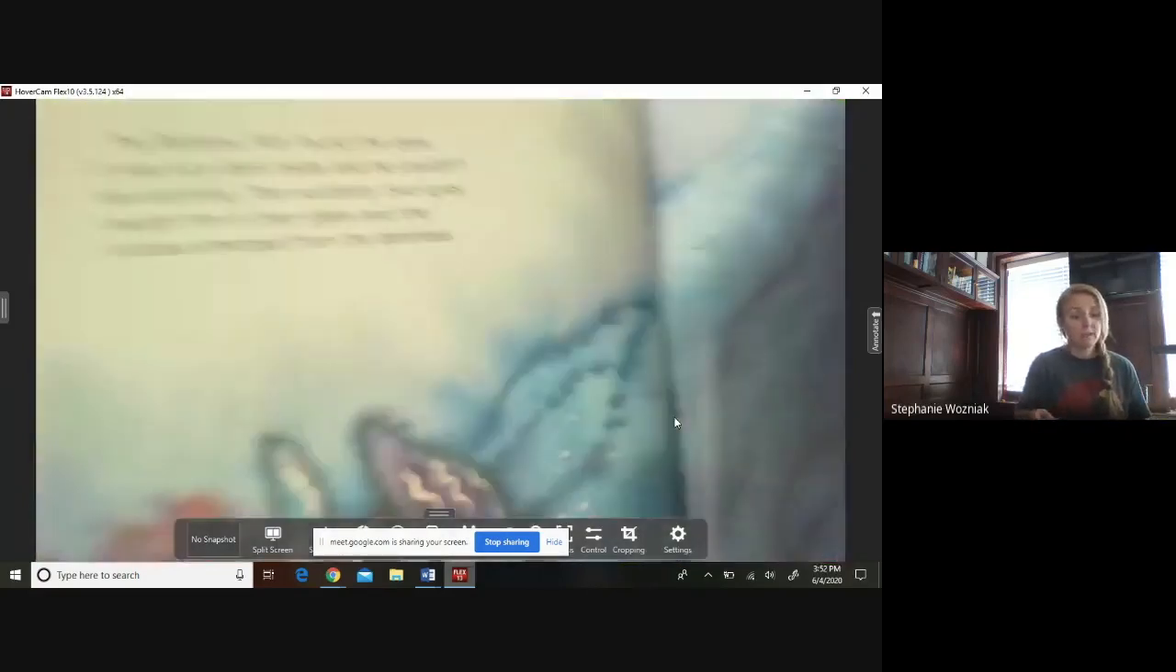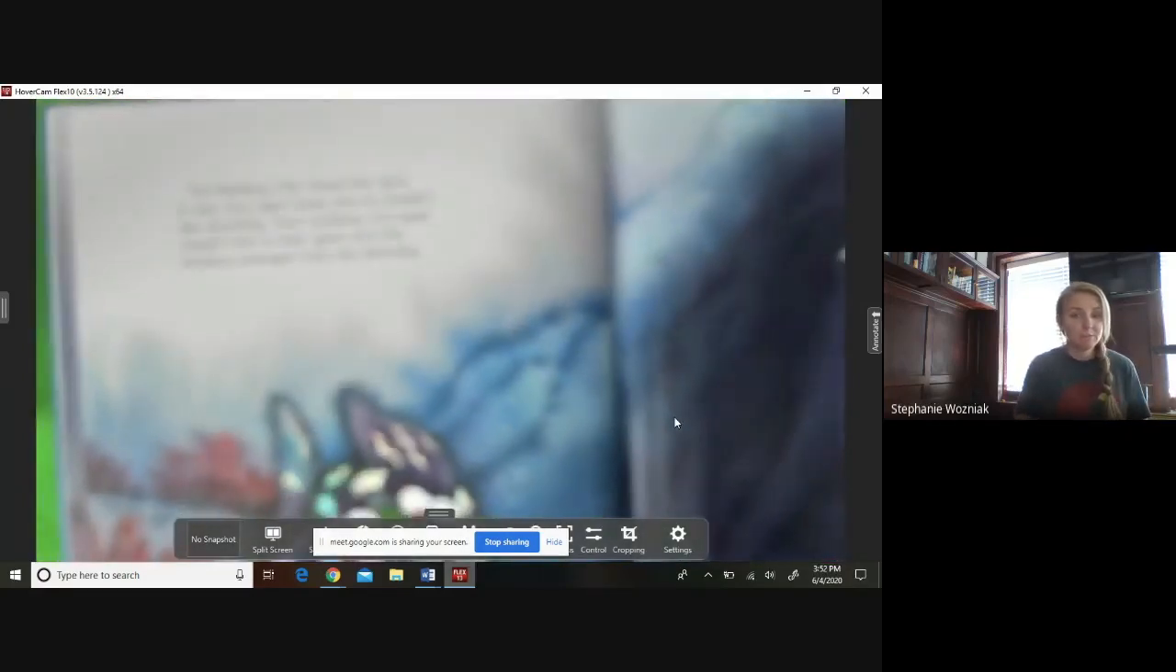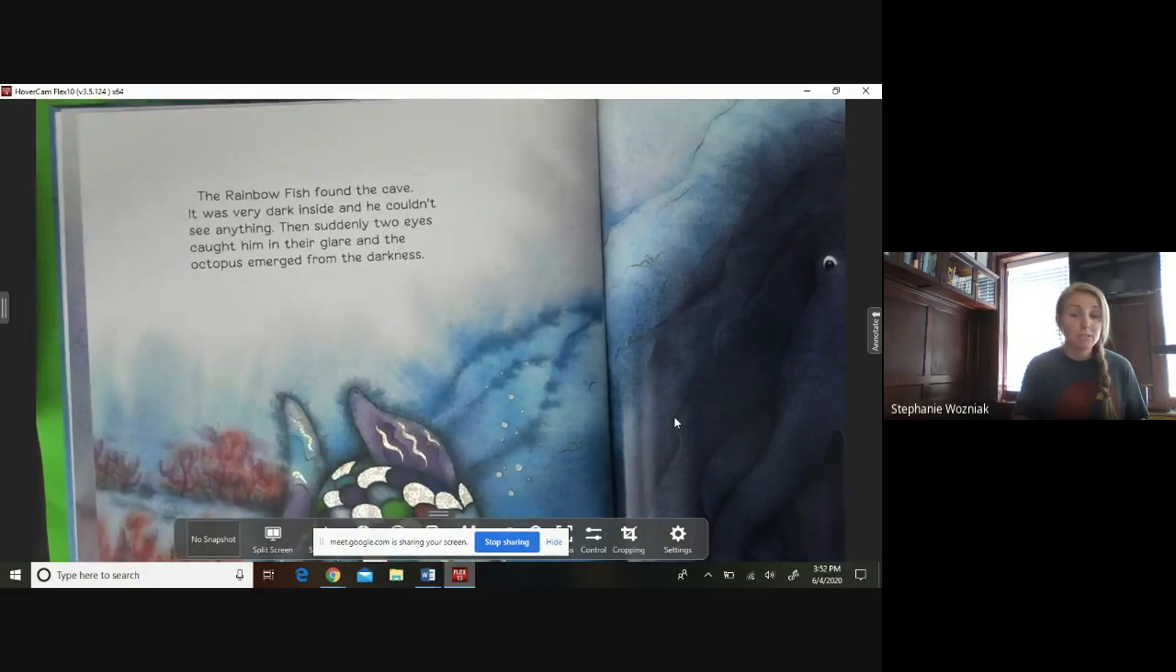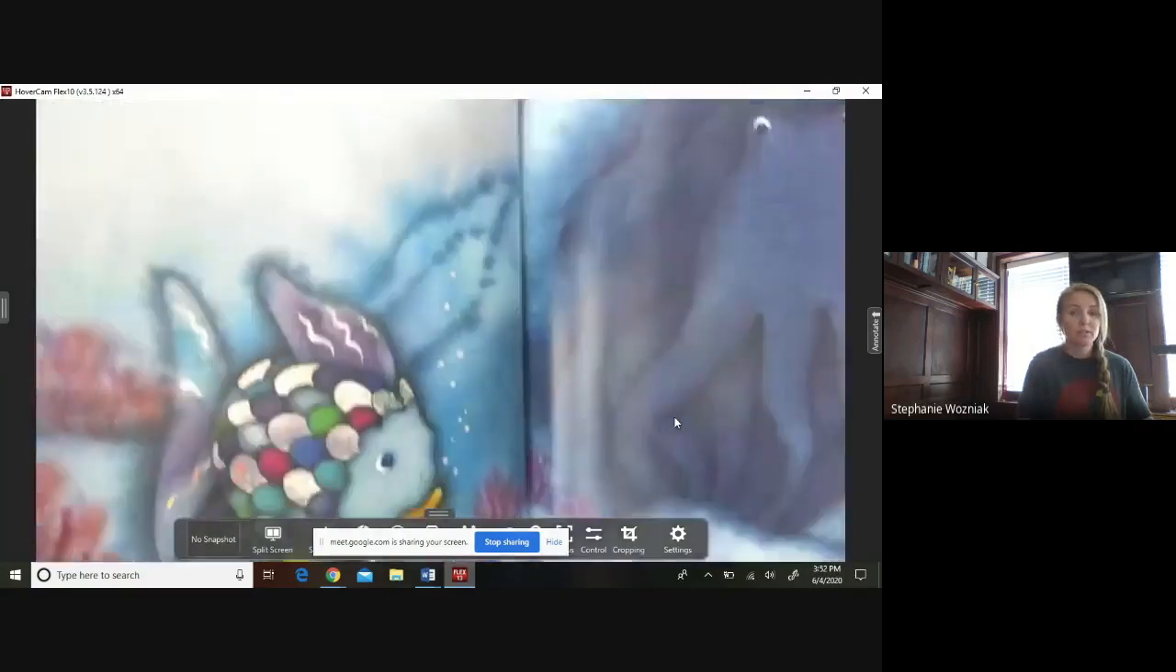The Rainbow Fish found the cave. It was very dark inside, and he couldn't see anything. Then suddenly 2 eyes caught him in their glare, and the octopus emerged from the darkness.